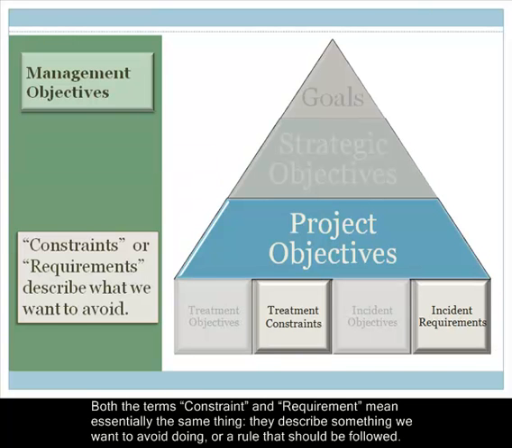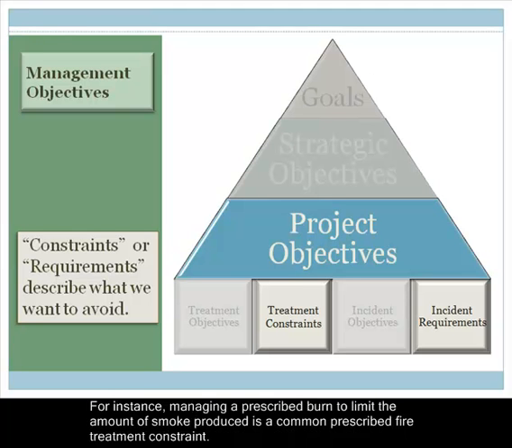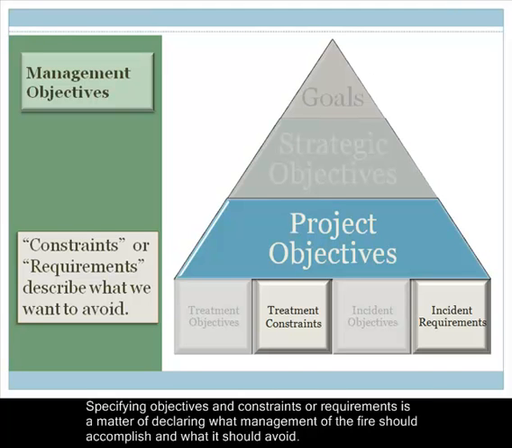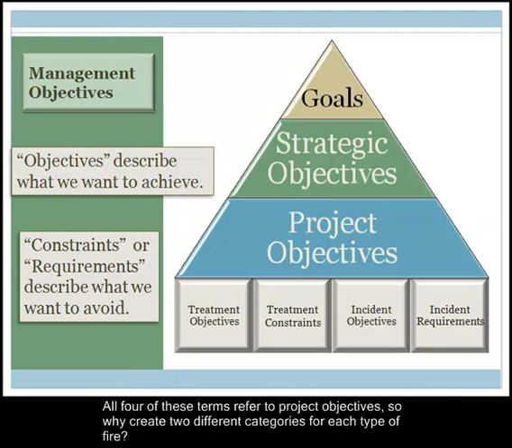Both the terms constraint and requirement mean essentially the same thing. They describe something we want to avoid doing, or a rule that should be followed. For instance, managing a prescribed burn to limit the amount of smoke produced is a common prescribed fire treatment constraint. Specifying objectives and constraints or requirements is a matter of declaring what management of the fire should accomplish and what it should avoid. All 4 of these terms refer to project objectives, so why create 2 different categories for each type of fire?